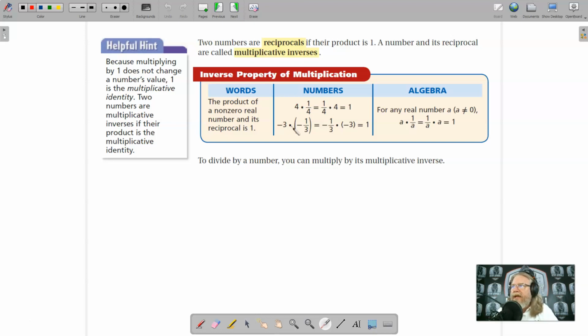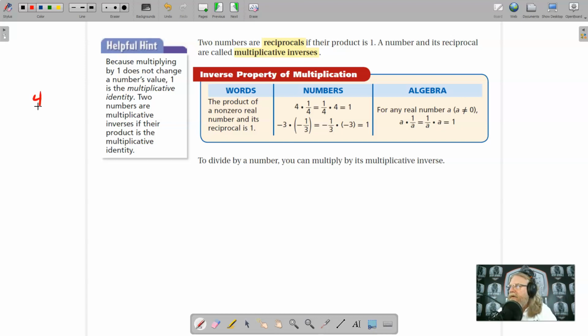Here we have negative 3 times negative 1/3. That's equal to negative 1/3 times negative 3, and we get a positive 1. We want to leave it as a negative, okay? And you might also think, well, you're just flipping the fraction, right?